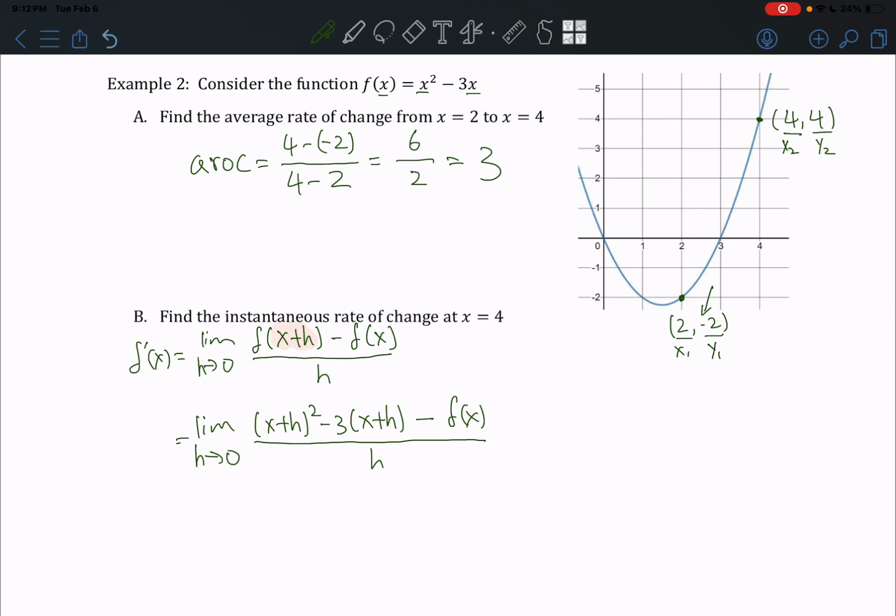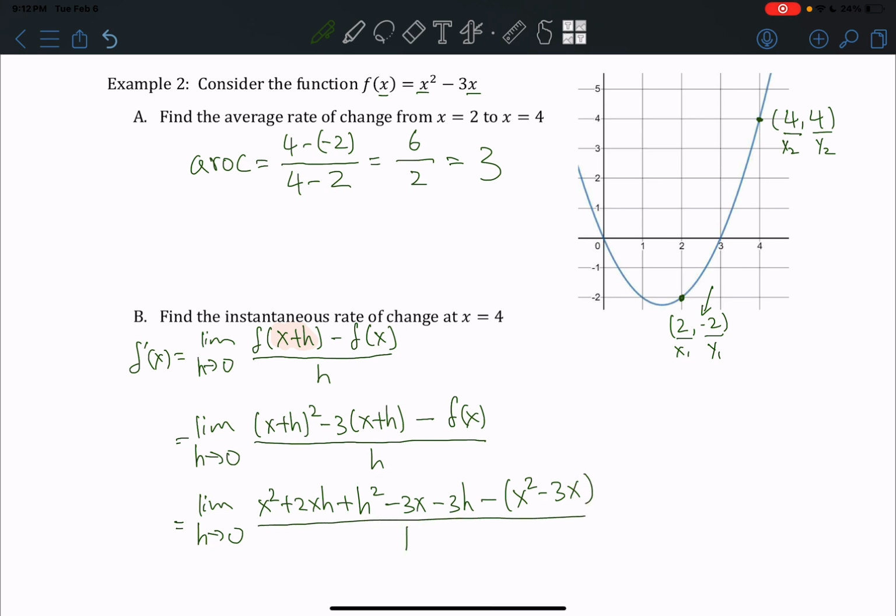Okay? Now I clean the numerator up a little bit. Limit as h approaches 0. x plus h squared requires FOILing. You cannot just square both of these terms. You have to FOIL. I'll leave that up to you to check. x squared plus 2xh plus h squared. And I'm going to distribute the -3, so minus 3x minus 3h, and minus f of x, I know exactly what that is too, it's just x squared minus 3x, all over h.